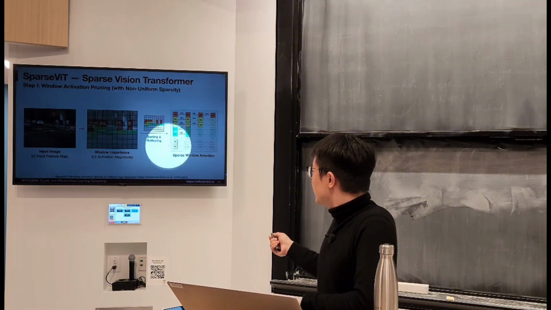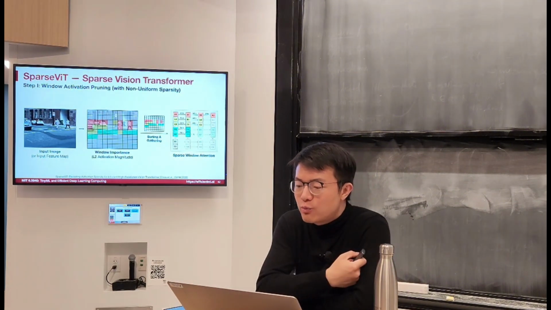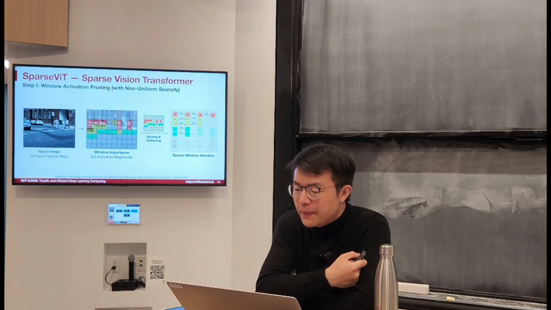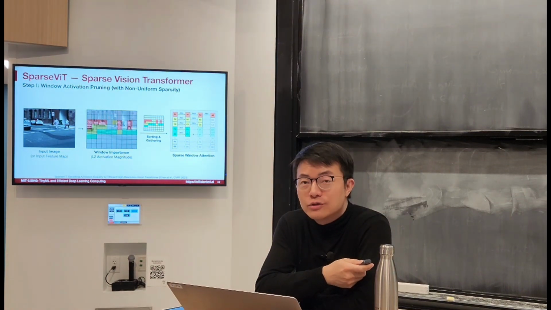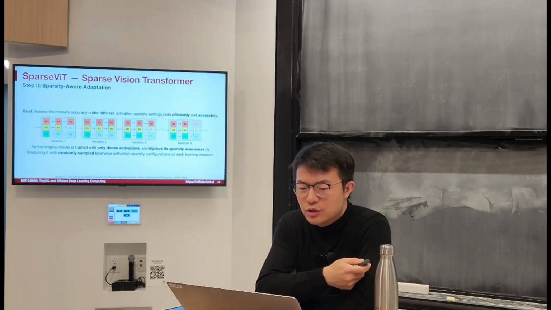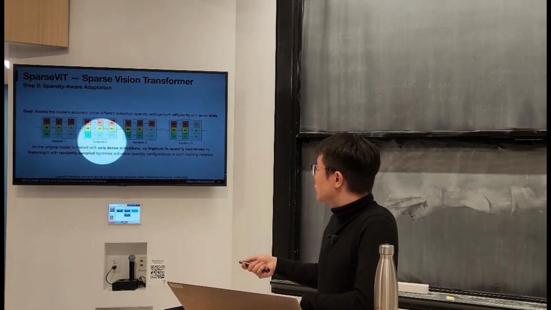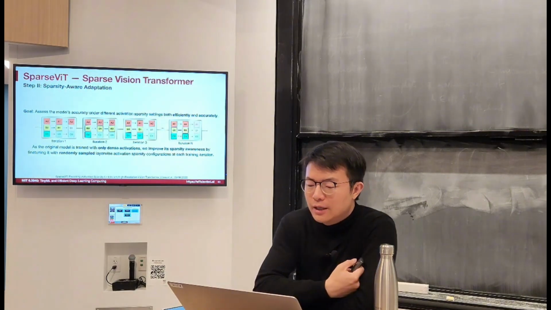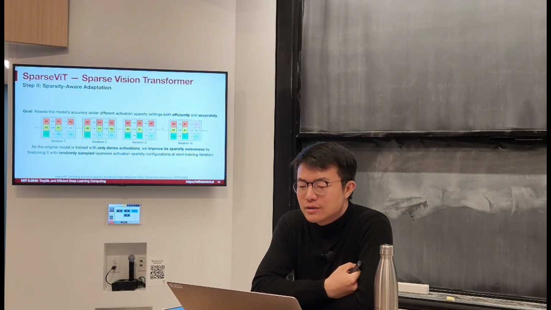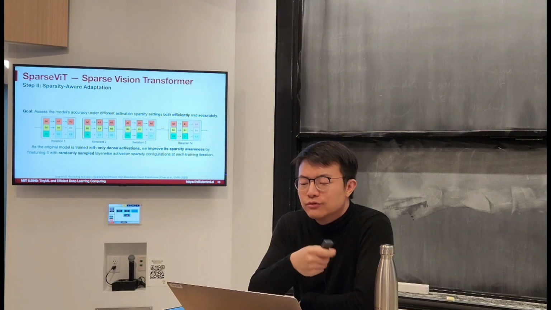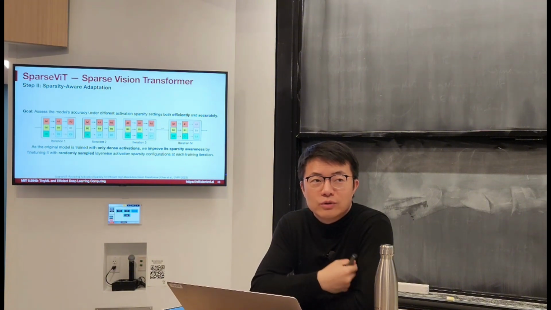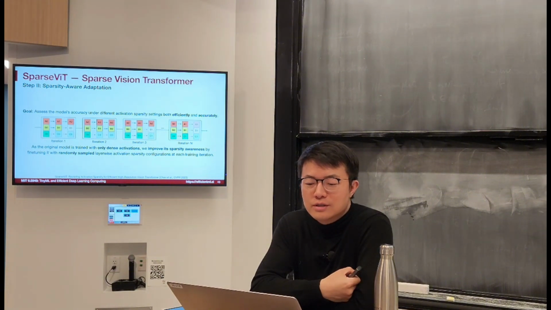And this is just one layer. In the second layer and the third layer, we can make it get sparser and sparser. But how sparse should we allocate the computation to each layer? We need to search for that. As the model is originally trained with only dense activations, we want to gradually improve the sparsity awareness. So we need to fine-tune the model given such sparsity.